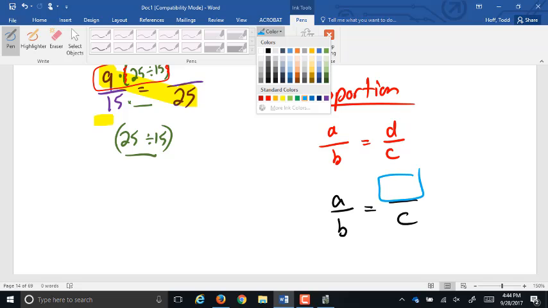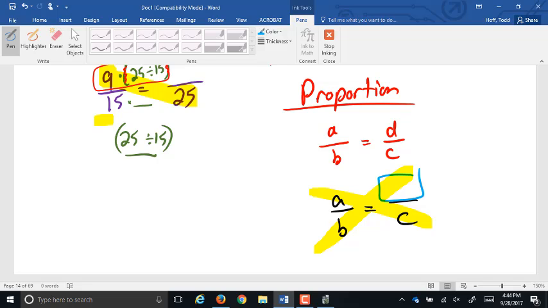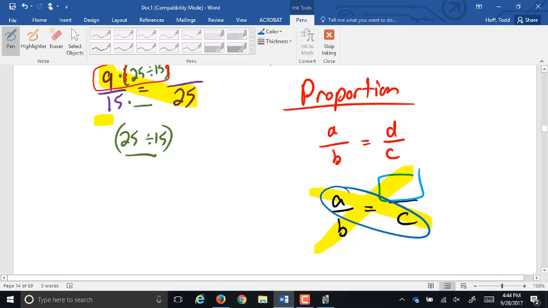These proportions always have two diagonals, this way and this way. One of the diagonals will have both numbers, in this case, the A and the C. Those two numbers get multiplied together. The other diagonal is the one that has the missing number in it, so we take the number on that diagonal and divide by it. So it's going to be A times C divided by B.